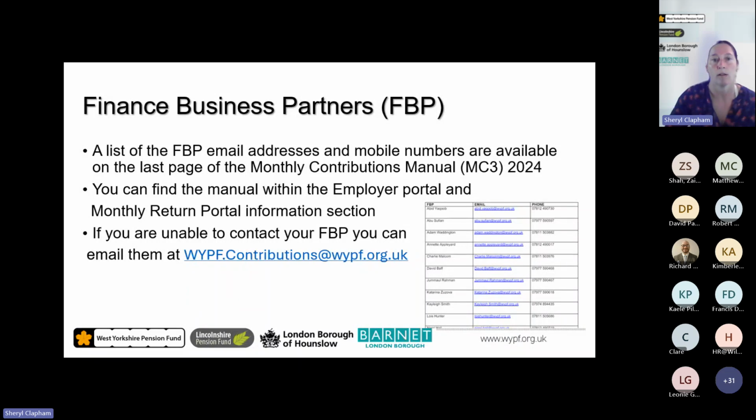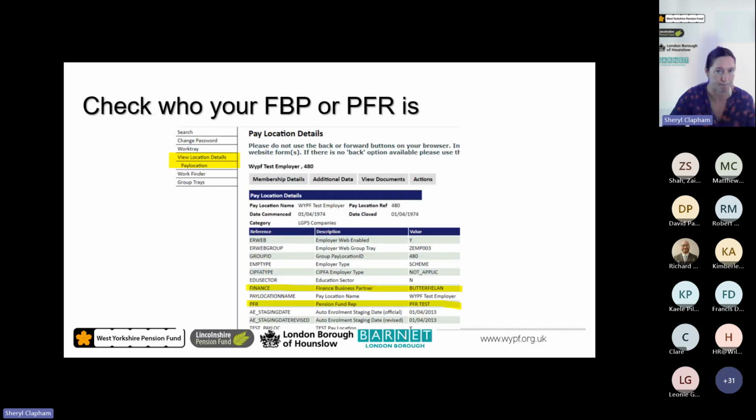If you call your finance business partner, or call any of the finance business partners if yours is unavailable and you can't get through to any of them, you can use the following email address to contact them and they'll get back to you that way. So if you are struggling to get hold of the finance business partner, you can email them at wypf.contributions@wypf.org.uk, and that account is monitored on a daily basis.